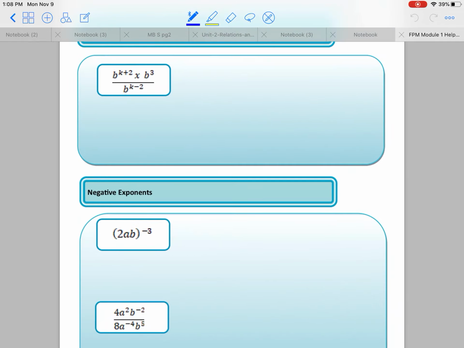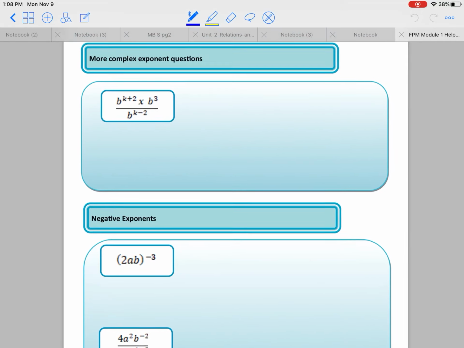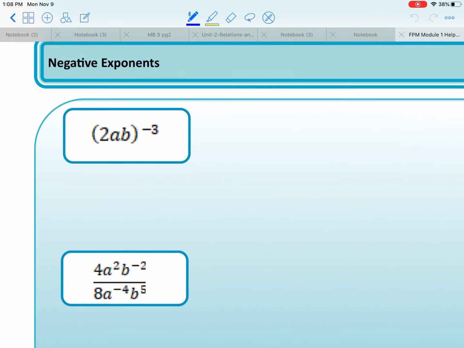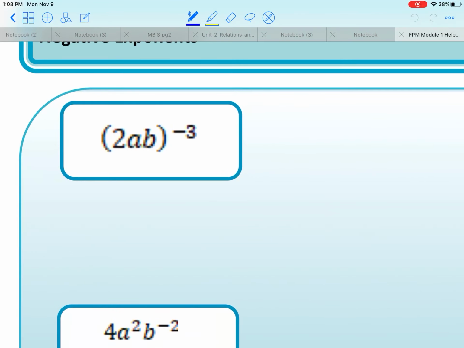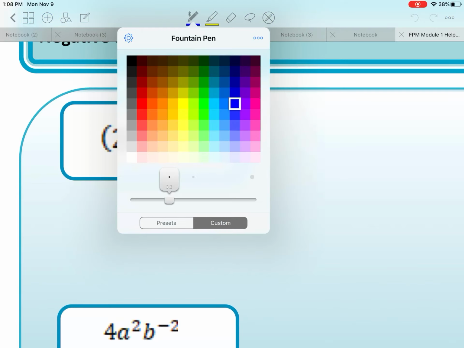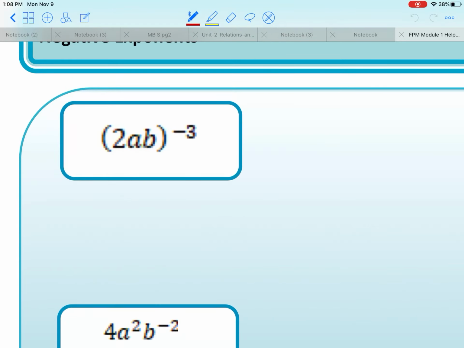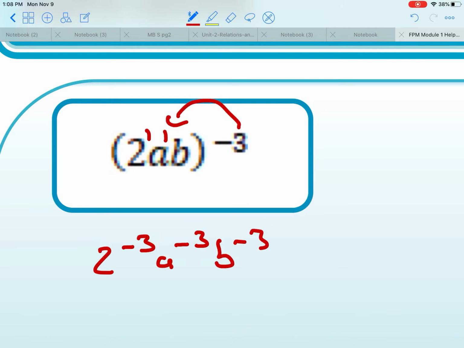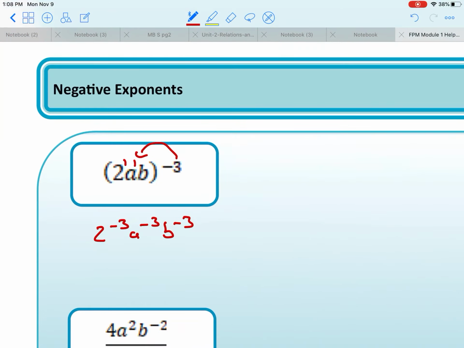Okay, so that's basic exponents. Let's take a look at negative exponents next. I'm going to skip this part and we're going to go right to negative exponents. What do you do here? There's different ways to do this. I'm going to show you the way that I find works the best, which is to not move any negative exponents until the end. So the strategy we know is power to power, so we're multiplying the exponents. So I'm going to get 2 to the negative 3, a to the negative 3, b to the negative 3.